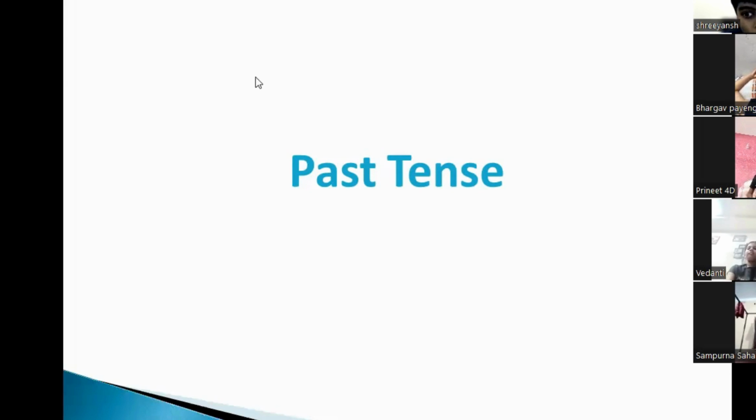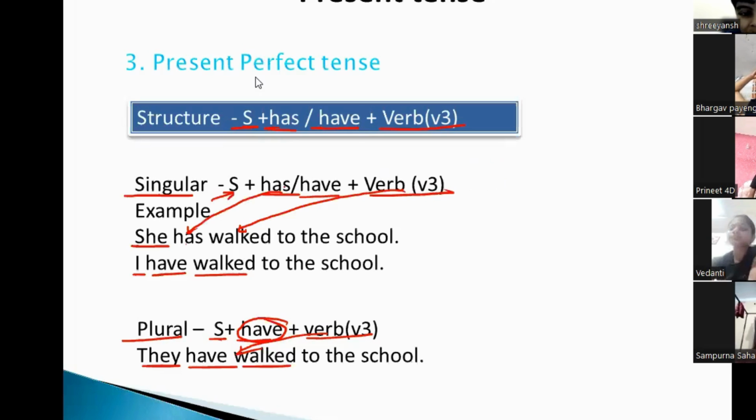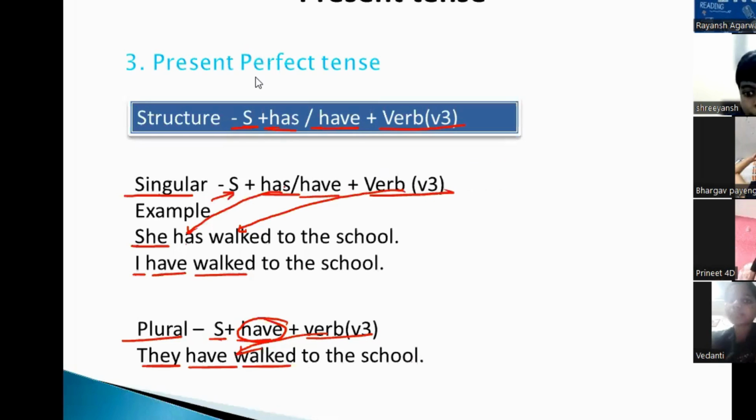Yes, ma'am. Ma'am, I think Priyank has a doubt. He has raised his hand. Okay, yes, Priyank, tell me. Ma'am, you have cleared my doubt. I have cleared. Okay. Shall we go to the next topic, next tense?